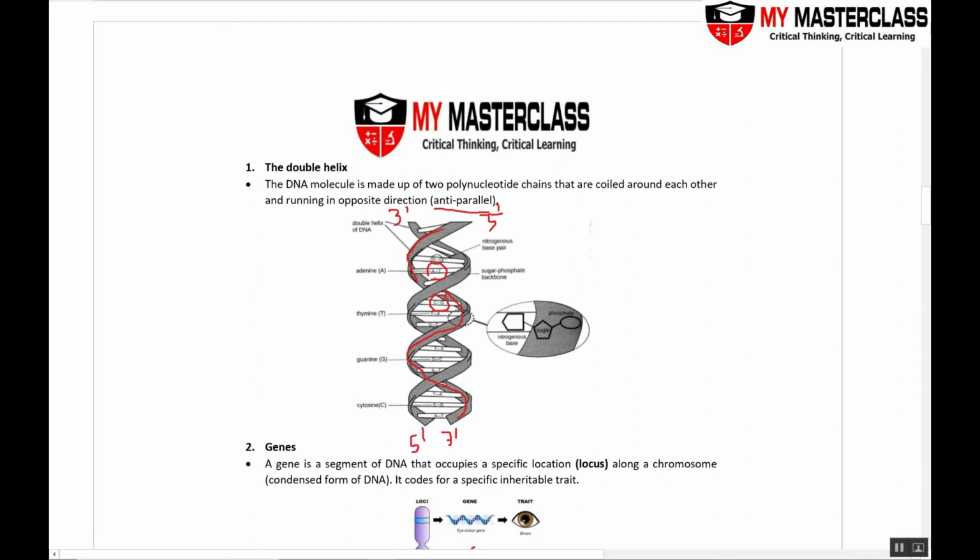So they coil around each other in this direction, and if we were to zoom in on one section of it, we can see that the phosphate group over here and the sugar group are covalently bonded and form the backbone of it. While the nitrogenous bases can form hydrogen bonds in between them as they intertwine around each other.